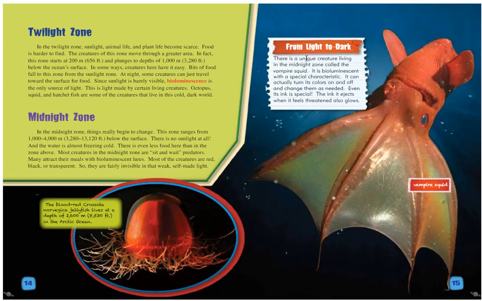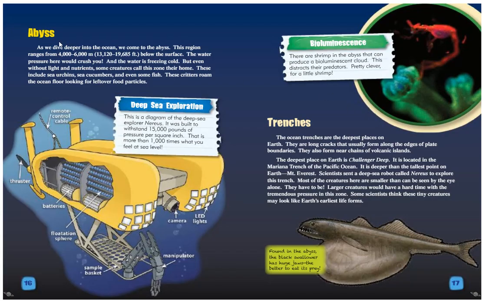And from light to dark, there is a unique creature living in the midnight zone called the vampire squid. It is bioluminescent with a special characteristic. It can actually turn its colors on and off and change them as needed. Even its ink is special. The ink it ejects when it feels threatened also glows. Fascinating creatures down there. Almost alien.